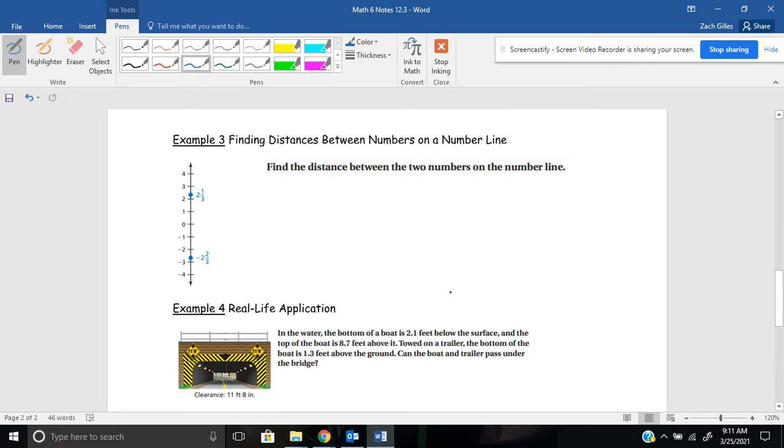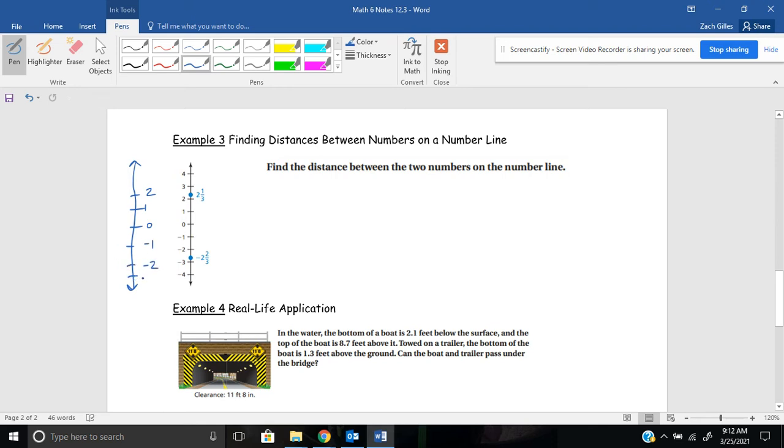Okay, we have 2 examples left to go through. And number 3 asks us to find the distance between 2 numbers on a number line. So there are a couple of different ways that you could go about doing this. I'll kind of show you the way that I like to think about it. And then we'll go from there. All right, so we're trying to find the distance between these 2 points. Let's just, for kicks and giggles, let's just say that we're dealing with whole numbers. And I'll just kind of show what I'm talking about in whole numbers.